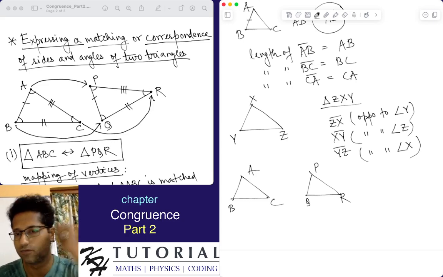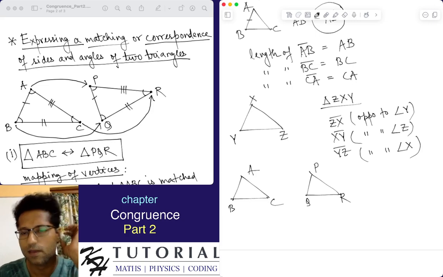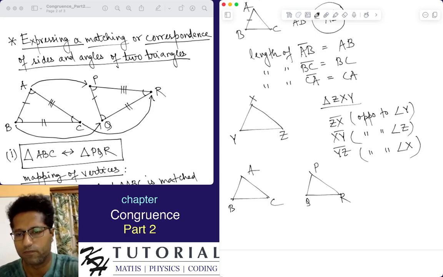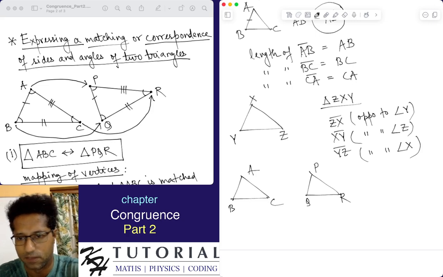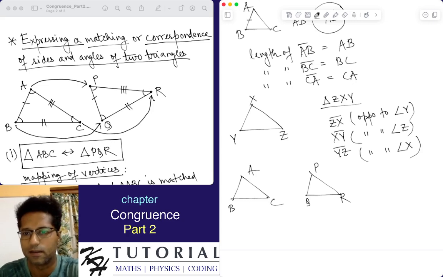We use the method of superposition. That is, we try to put one figure on top of the other, and if they perfectly overlap, if one figure perfectly covers the other, then we say that these two figures or triangles are congruent. When we verify the congruency of two triangles, in this case ABC and PQR, we will try to superpose triangle PQR on top of ABC.